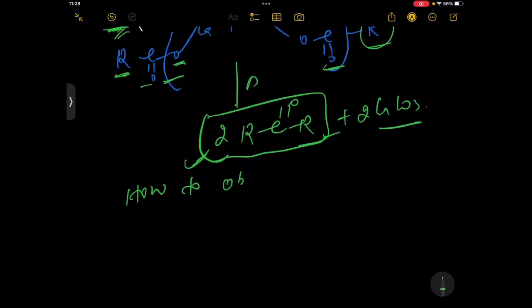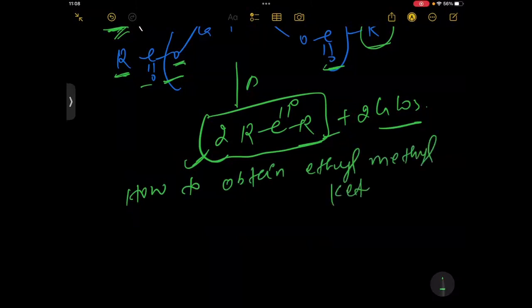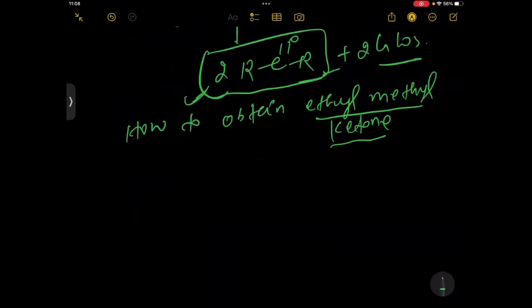How to obtain ethyl methyl ketone? Ethyl methyl ketone. How to obtain? Students, see here. Ethyl methyl ketone. First, I write here, what is the ethyl methyl ketone?